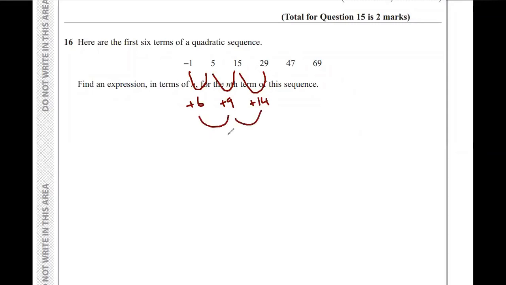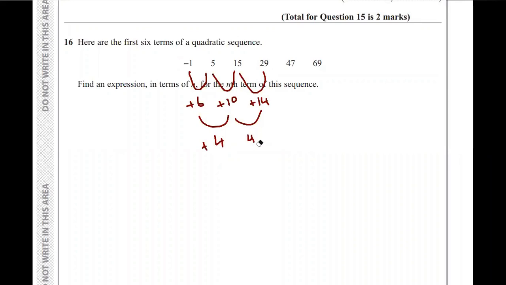And what is the common difference the second time? Is it 3? 4. You wrote 10 there. Yes, guys, that was the mistake we made. This needs to be plus 10. So the second difference is 4, 4. I was just thinking that the second difference must be exactly the same.